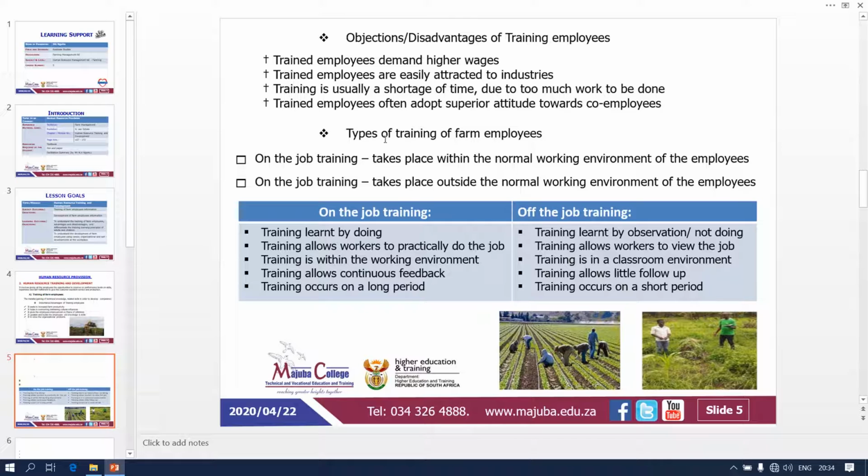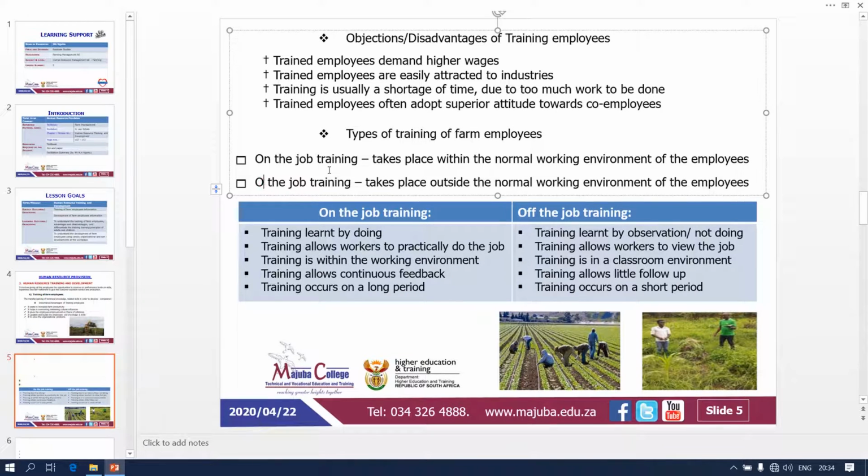Right, let's look at the types of training of farm employees. There is on-the-job training. There is off-the-job training. I think we also went there. The first one takes place within the normal working environment.